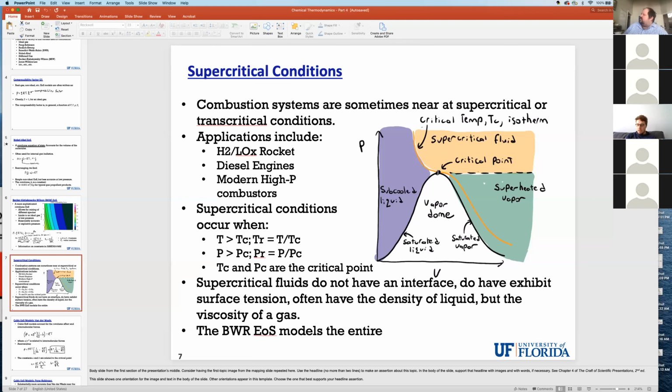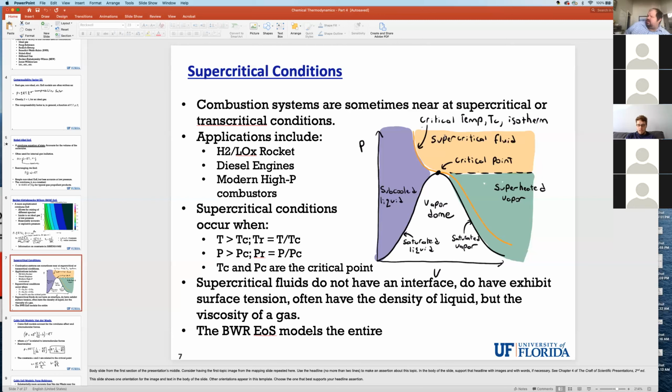And so supercritical conditions are said to occur if both the temperature and the pressure are greater than the critical point. Here we just drew the critical isotherm. And so in this region here, where it is both higher than the critical pressure and higher than the critical temperature, it's said to be supercritical conditions. And a lot of modern combustors, even diesel engines, operate at least partially in supercritical conditions.